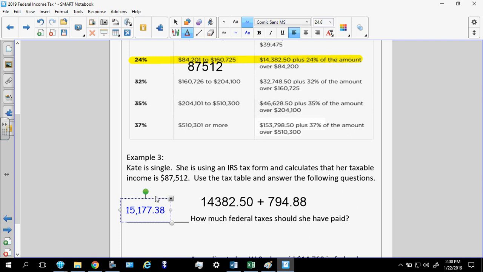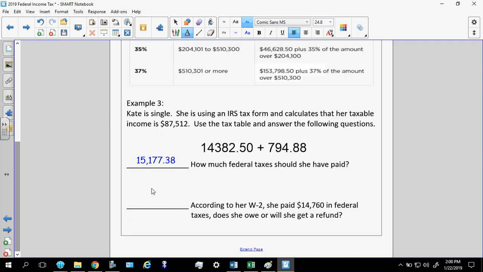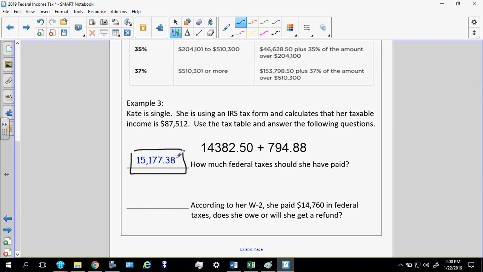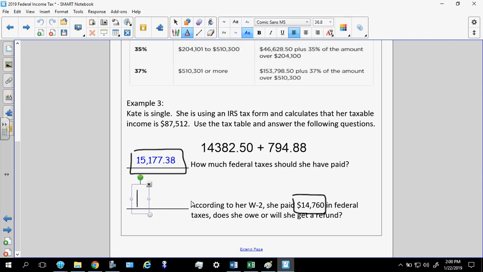All right, so that's how much money she should have paid in federal taxes. But here's the thing, let's continue on with this. She only paid last year. She should have paid 15,000, but she only paid 14,760. So obviously she didn't pay enough. So the question is, is she going to get a refund or owe? Well, if she didn't pay enough, she's going to owe.